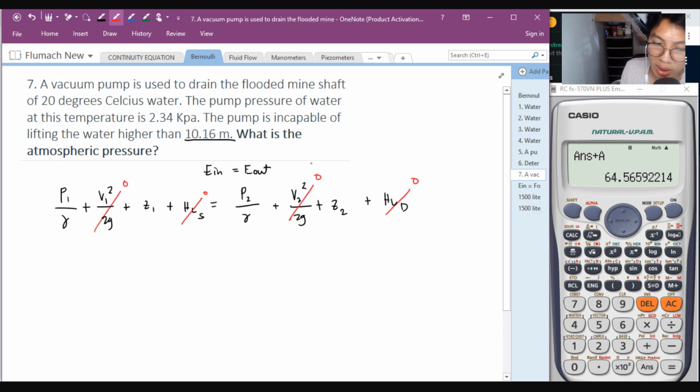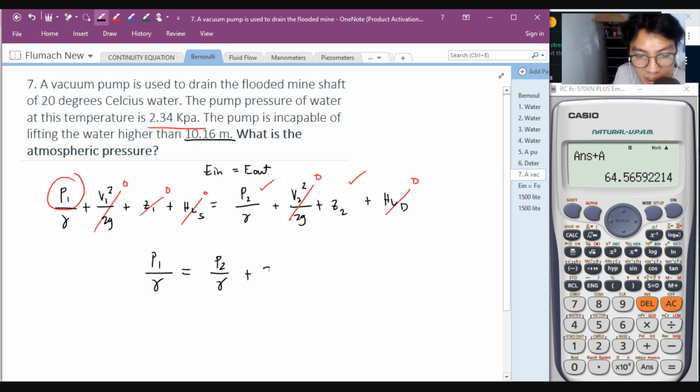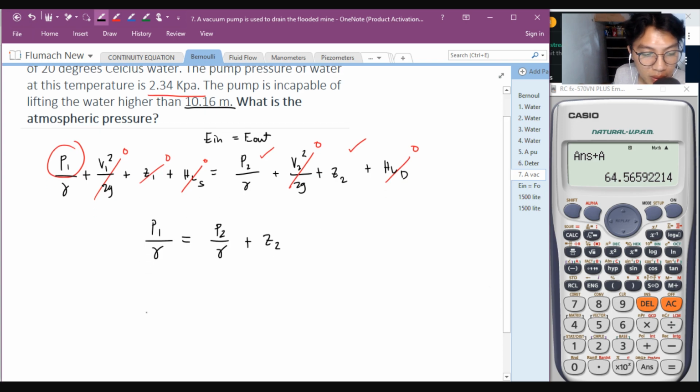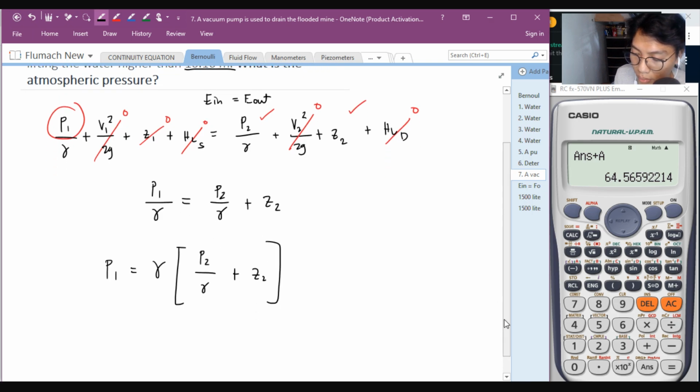May binigay kang elevation dyan. Sa suction, wala. Sa discharge, meron. Ang hinahanap mo dyan is atmospheric pressure yung pinagmulan niya sa P1. Meron kang binigay na P2. Vapor pressure of water, 2.34 kPa. So, reform the equation. So, P1 over gamma equal to P2 over gamma plus Z2. Nahanap mo si P1. O, di P1 will be equal to gamma multiplied to P2 over gamma plus Z2. Okay. So, you have gamma. Ano ba ang gamma ng water? 9.81.